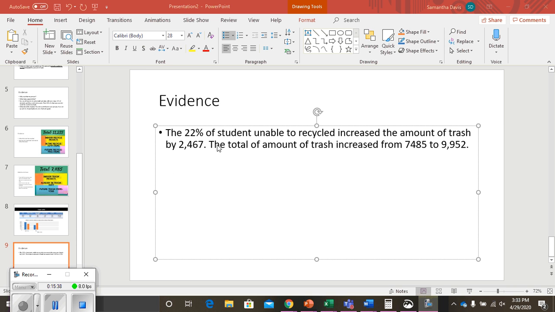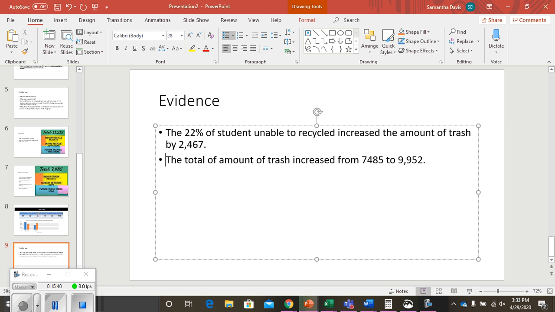Okay, I got it. The second sentence is the total amount of trash increased from this to this. Okay? Shows an increase. So here's my evidence. And the third thing I could do is the percentage of change. That's not a number that you show in your graph, so you're fiddling a little bit. But if you wanted to say that amount, I think it's 22% no matter what.